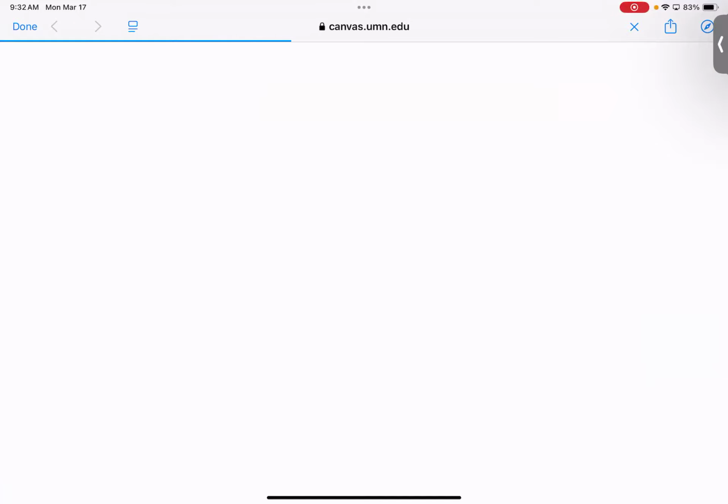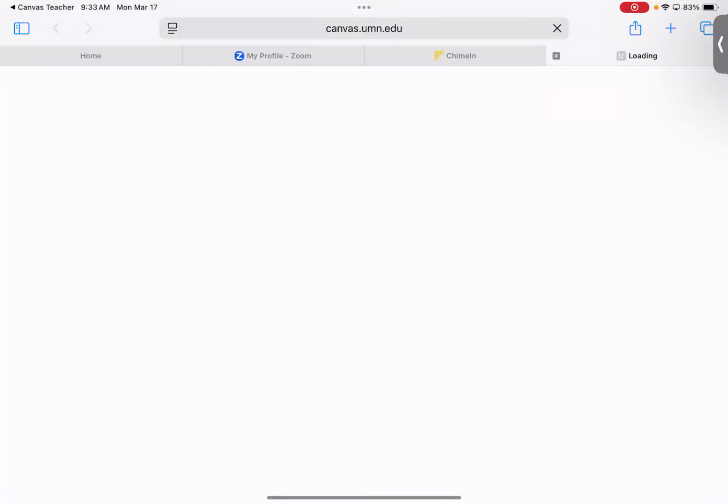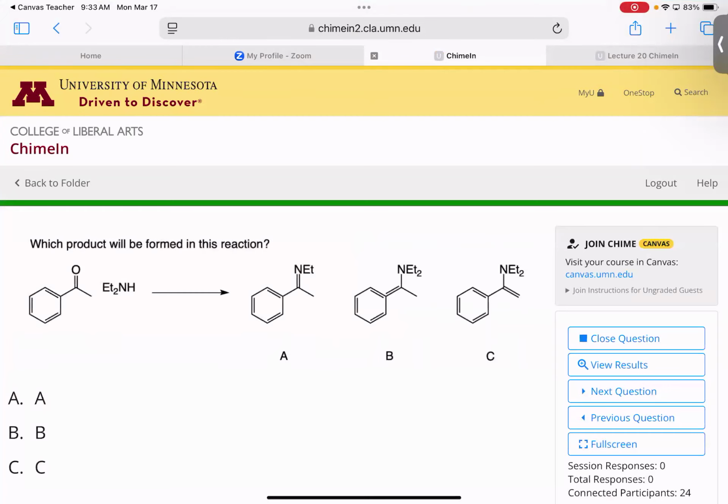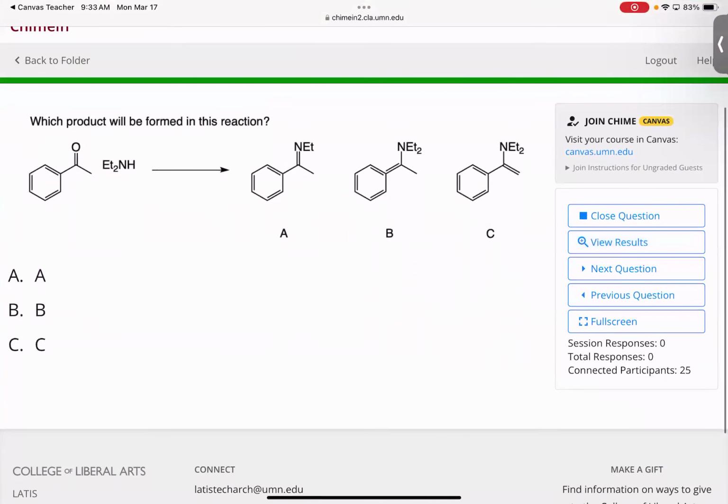Leave your phones out, but they're not going to be right in a row. All right, so this is going to be our first chime-in question, which we think about what product would form in this reaction. The pattern recognition is quite important here. Sometimes trying it on your own before we really get into it is kind of helpful.